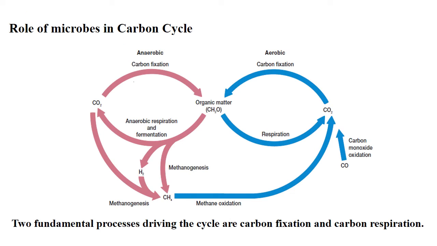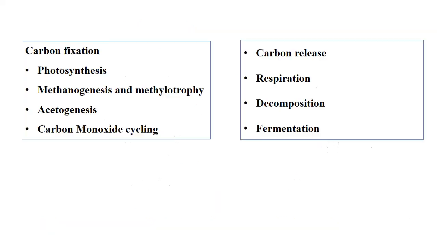Now let us look into the role of microorganisms in carbon cycling. There are two fundamental microbial processes driving the cycle, and they are carbon fixation and carbon respiration. Carbon fixation means the immobilization or conversion of carbon into various organic forms. It is getting immobilized into various compounds. The various processes of carbon fixation are photosynthesis, methanogenesis and methylotrophy, acetogenesis, and carbon monoxide cycling. The carbon gets released back into the atmosphere through the processes of respiration, decomposition, and fermentation.